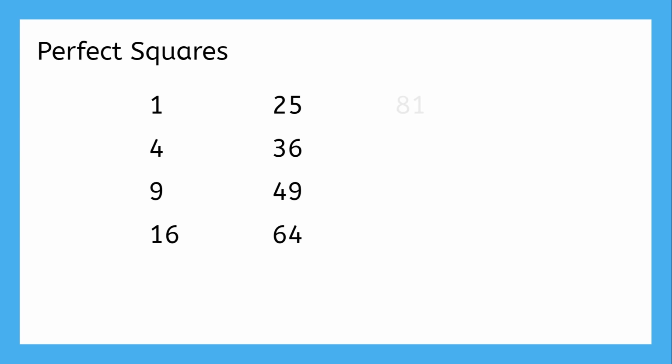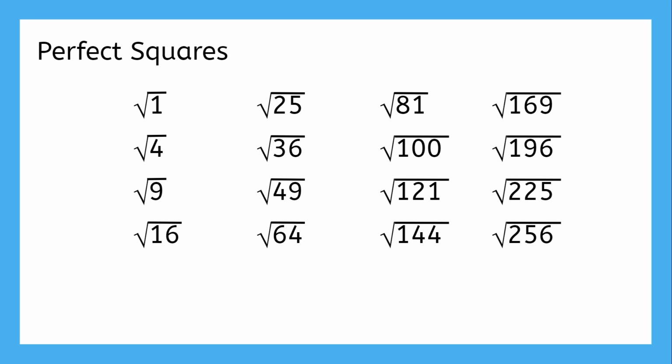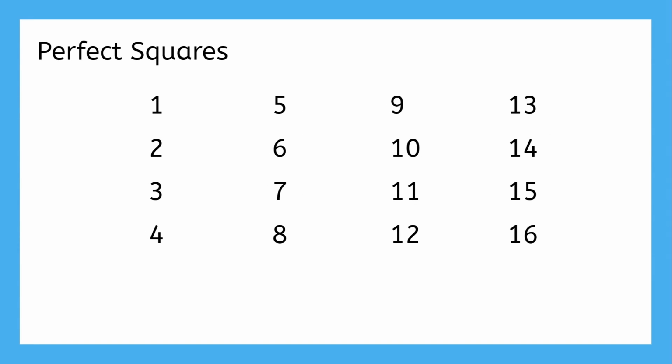These numbers that you get from squaring a whole number are called perfect squares. There are infinite perfect squares, one for each whole number. 5 squared is 25. 6 squared is 36. 7 squared, 8 squared, on and on and on forever. The good thing about perfect squares is that they're all the squares of whole numbers, which means their square roots are super easy to remember.